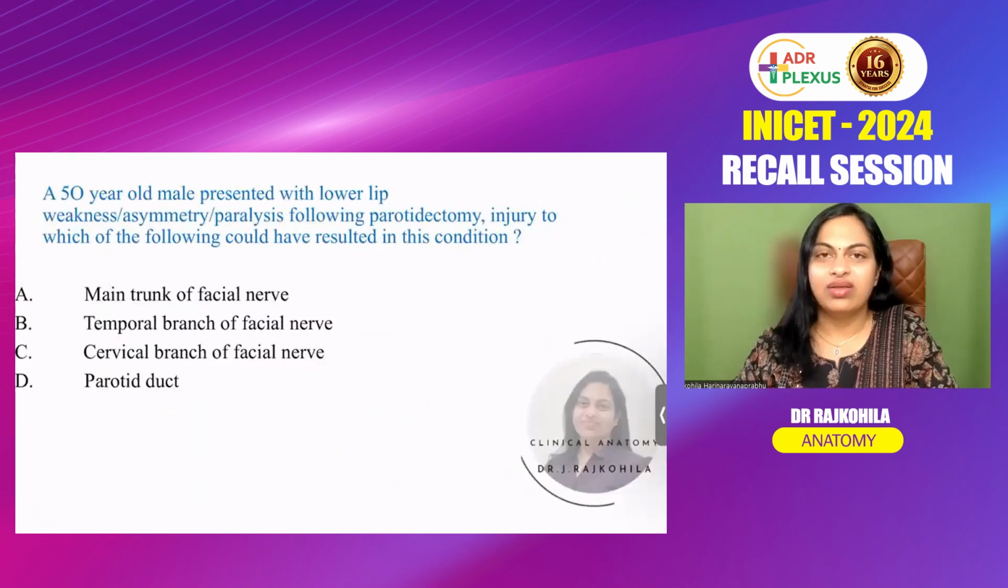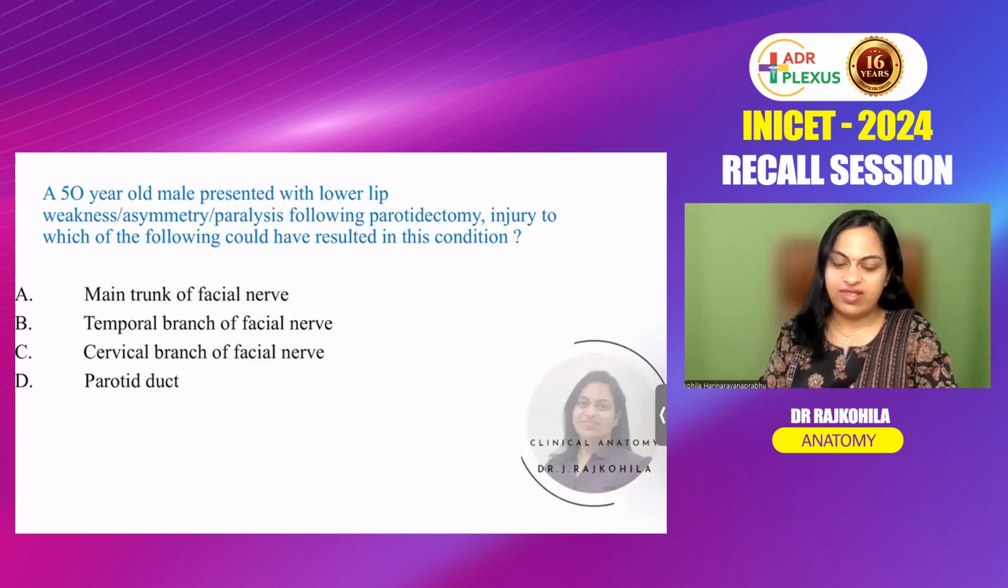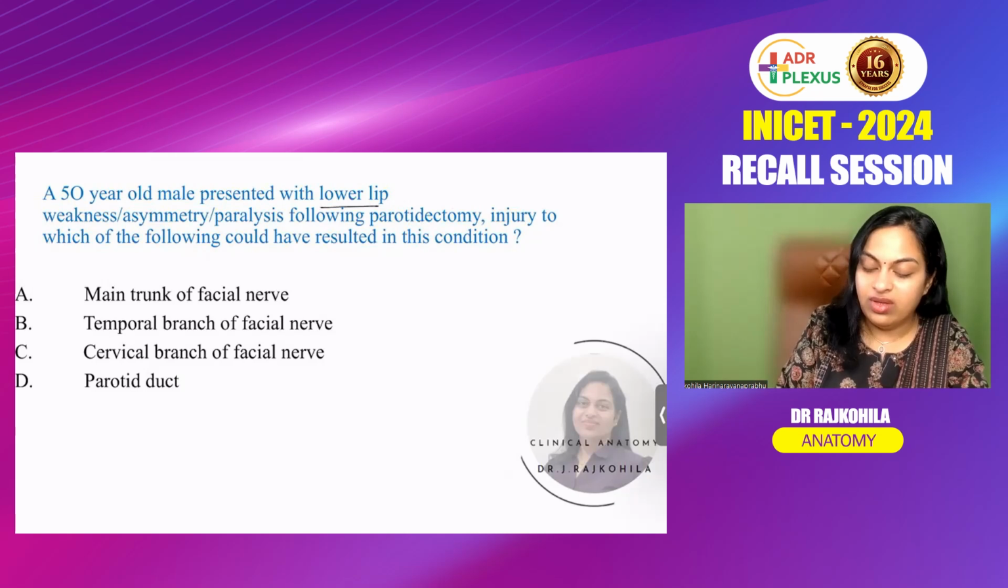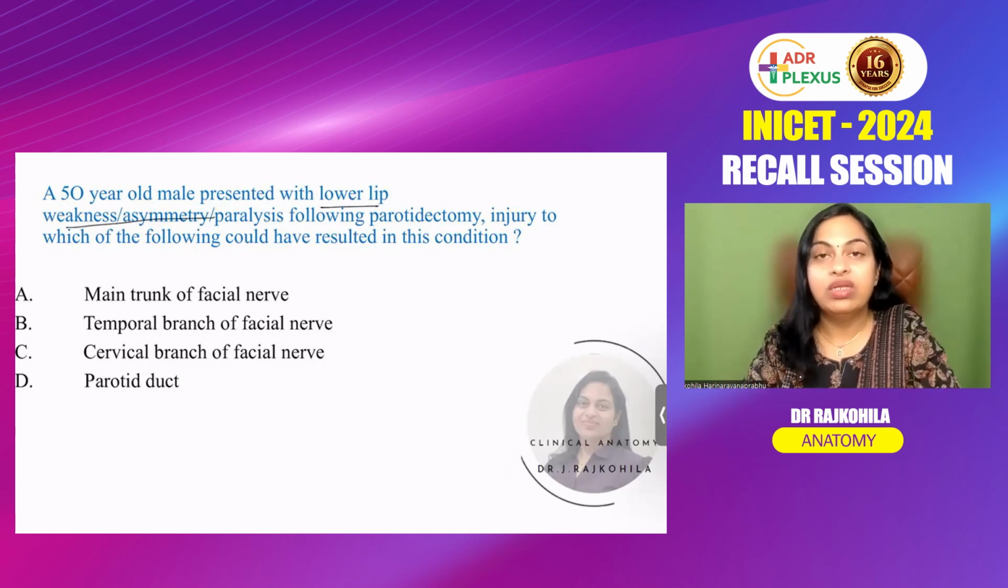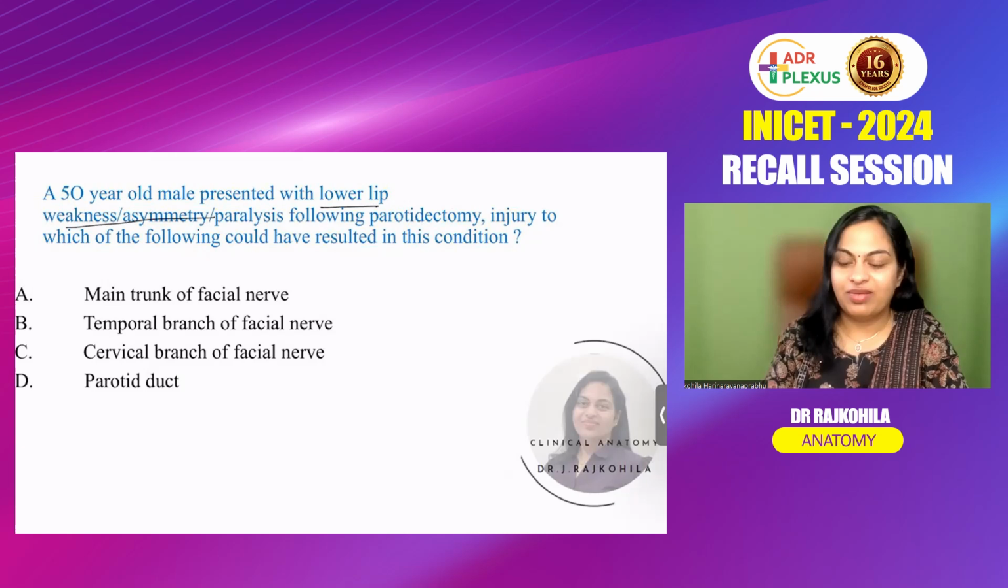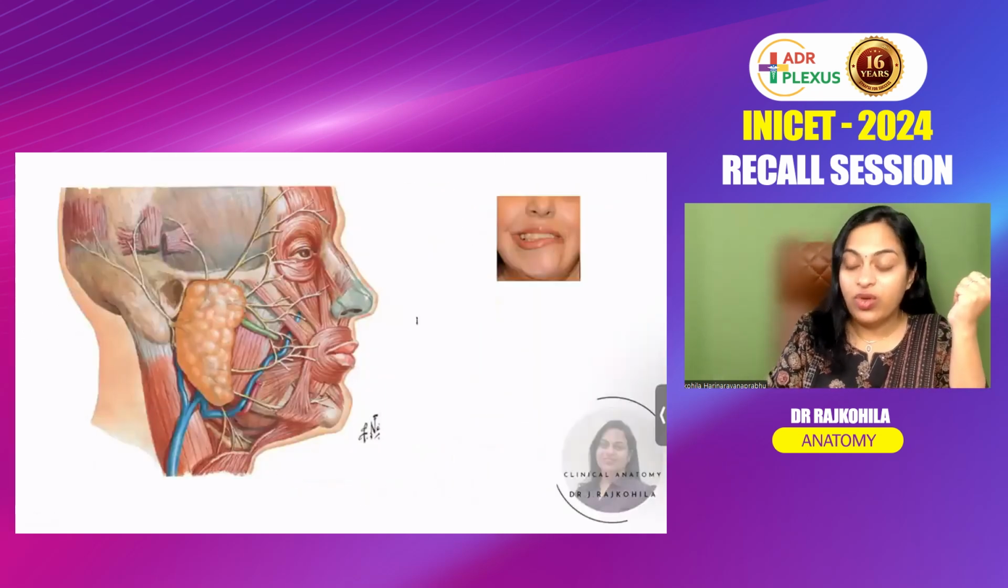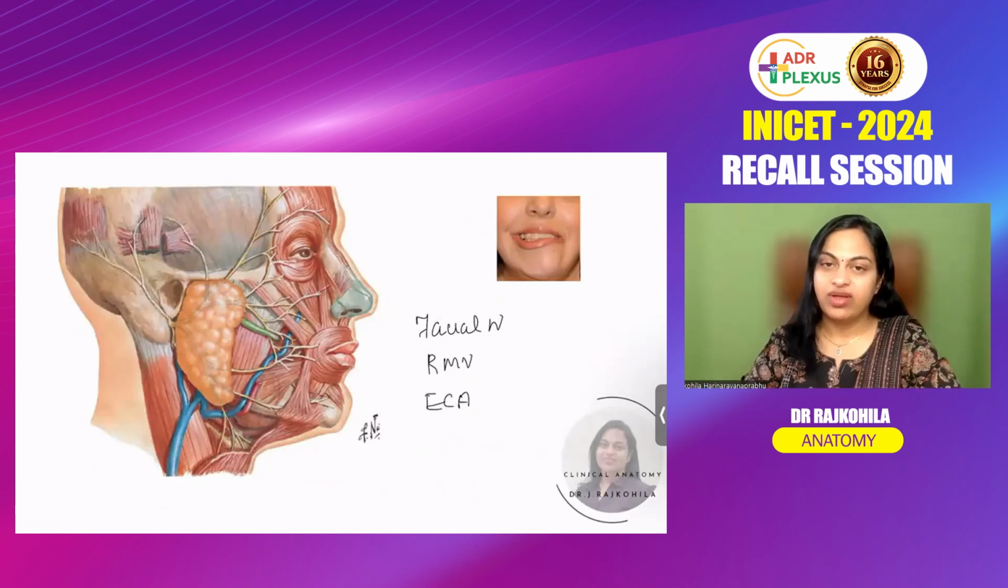So this recall, we'll be doing with the questions that I've got and the options. A 50-year-old male presented with lower lip weakness, asymmetric paralysis following parotidectomy. Injury to which of the following could have resulted in this condition? So, a case scenario describing lower lip asymmetry following parotidectomy. What are the 3 structures within the parotid gland from superficial to deep? It's the facial nerve, and deeper to that, retromandibular vein, and on a deeper plane, external carotid artery.